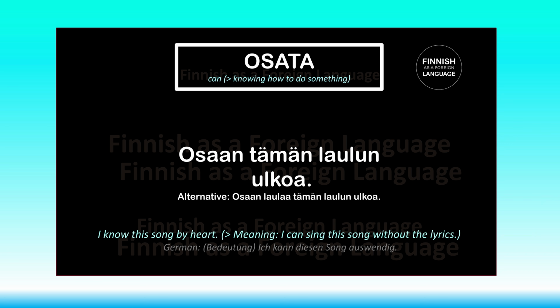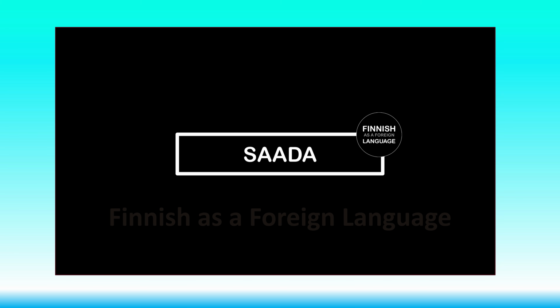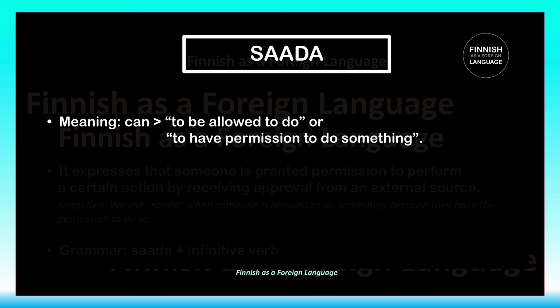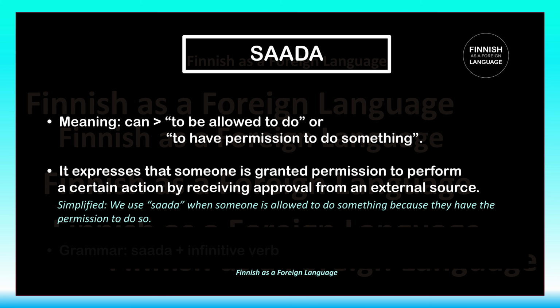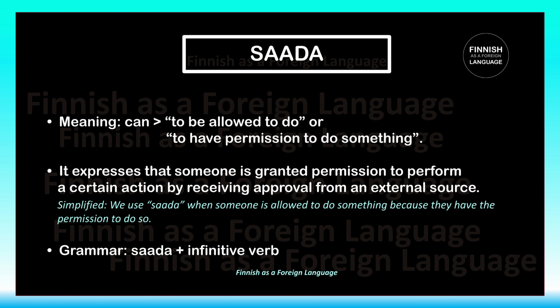Alright, we carry on with chapter 3, which is saada. Saada means to be allowed to do or to have permission to do something. In other words, it is used to express whether someone is granted permission to perform a certain action, often in the context of receiving approval from an external source. In easier words, we use saada when we want to express that someone is being allowed to do something because they have the permission to do so. Again, the verb saada is also followed by a second verb standing in its infinitive form.